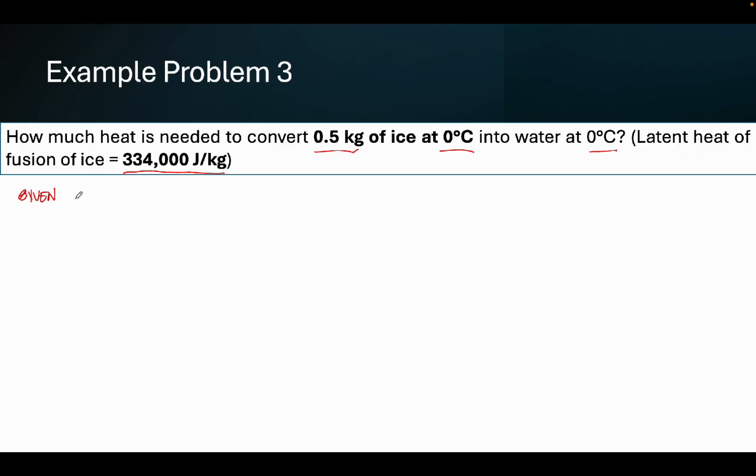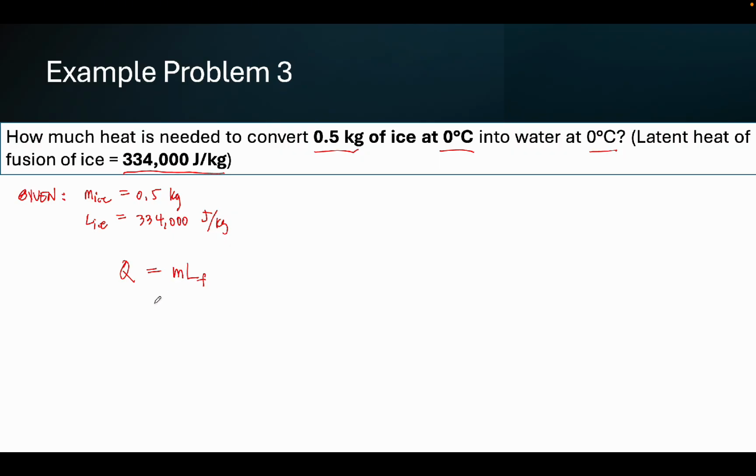Okay. So, the given values are: the mass of the ice is 0.5 kilograms, and the latent heat of ice is equal to 334,000 joules per kilogram. Now, the formula for the latent heat is Q is equal to M times L, or in this case, since this is latent heat of fusion, L sub F.